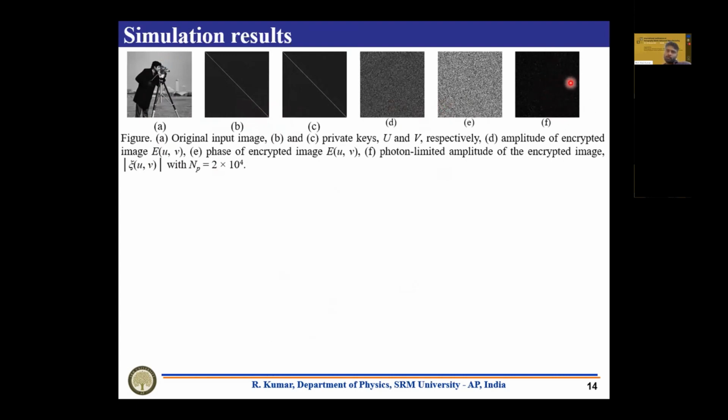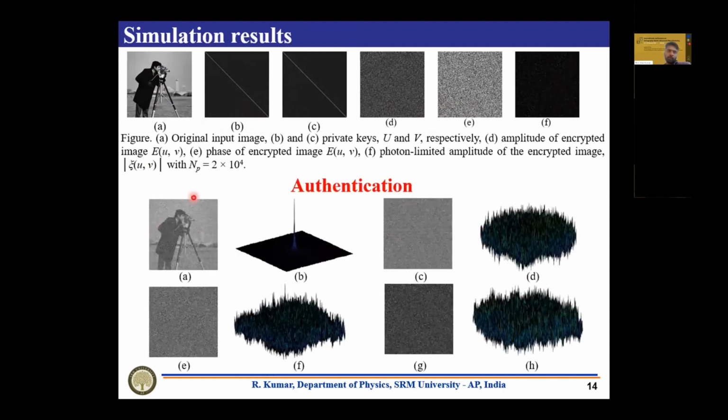So now with using this photon limited amplitude, if we run the decryption and do the authentication with all correct keys, you see the decrypted image is still somewhat noisy, but as far as there is information there, we get the sharp peak. And in all other three cases, when one of the keys is not available or wrong, then we do not get any sharp peak, which shows that there is no information about the original image, which is decoded by the attacker or someone who is not the designated user.